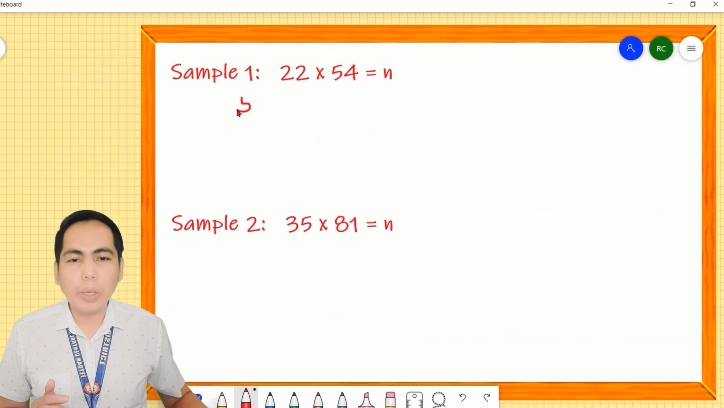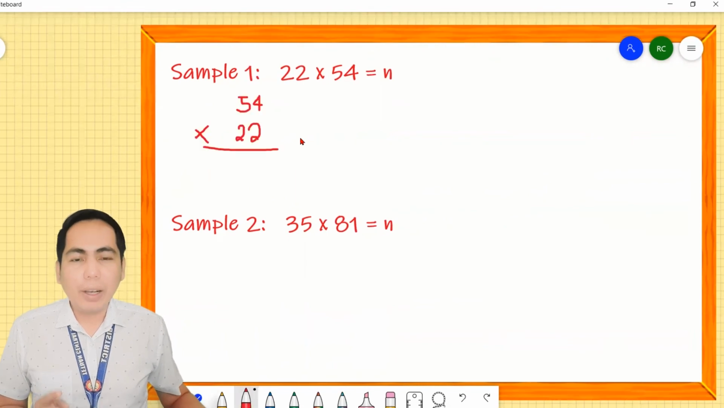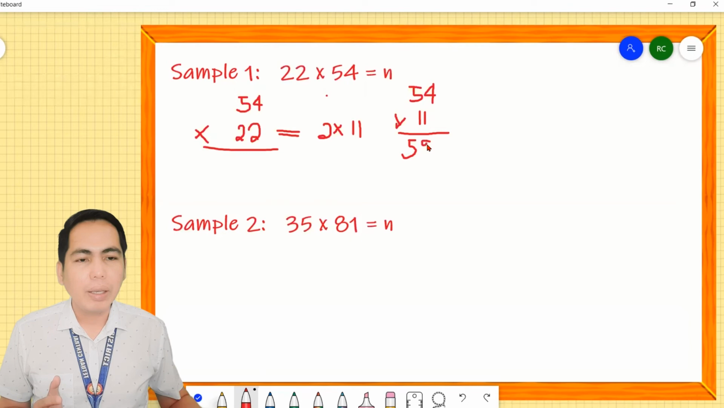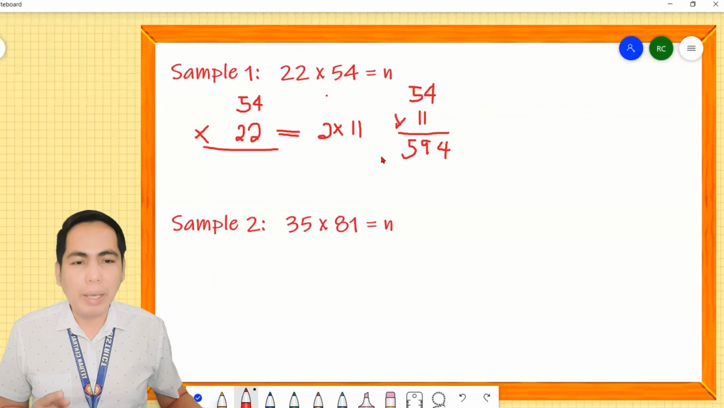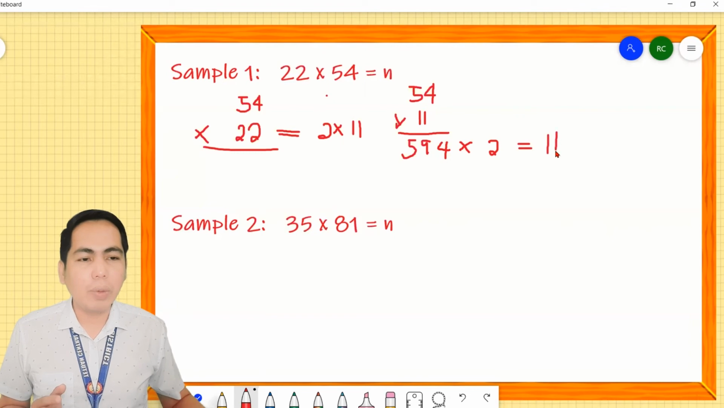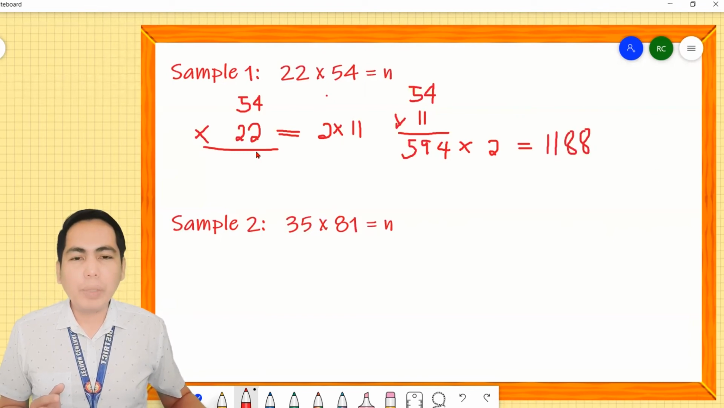Okay, let us have example number 1. We have here 22 times 54. We can factor out the 22. This 22 is equivalent to 2 times 11 or 11 times 2. So we can multiply first the 54 times 11, which will give us 594. And this initial product, which is 594, we have to multiply to our second factor, which is 2. So times 2 gives us 1,188. So 54 times 22 is equivalent to 1,188.